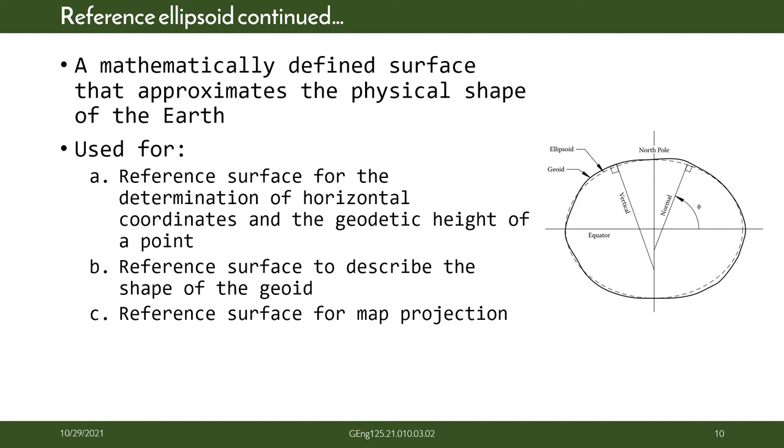What are the uses of this defined surface? First, it's a reference surface for the determination of horizontal coordinates and geodetic height of points. Second, it is a reference surface to describe the shape of the geoid. As shown previously, you have your geoid undulations. We gave an example about the geoid, the color map, with some blue spots. The reference surface is used as the reference to determine the undulations of your geoid. Then next, we have the reference surface for map projection.